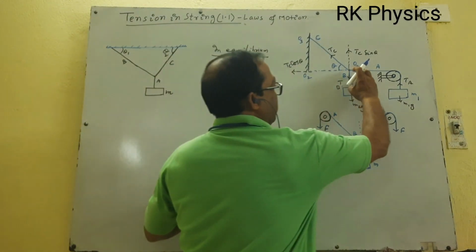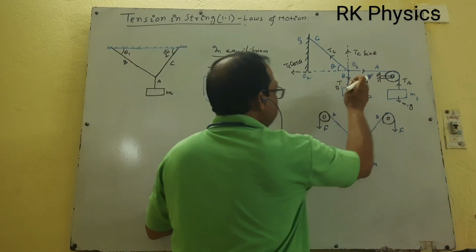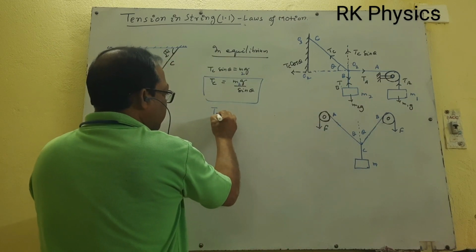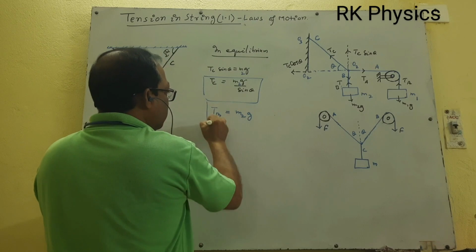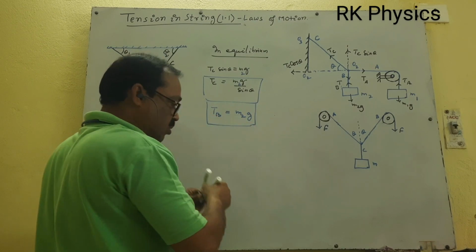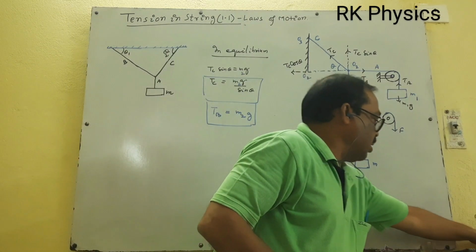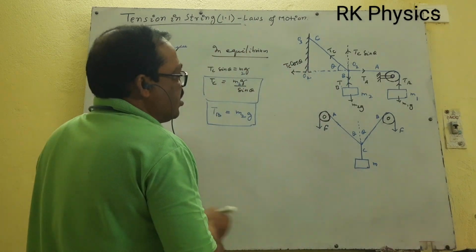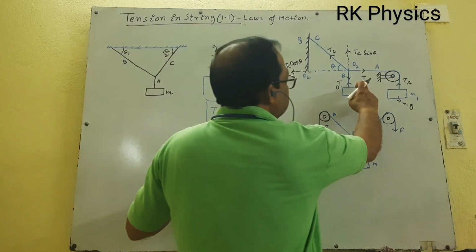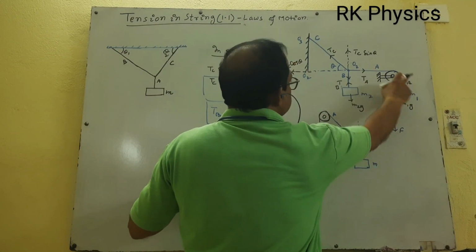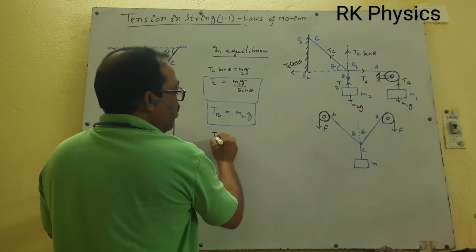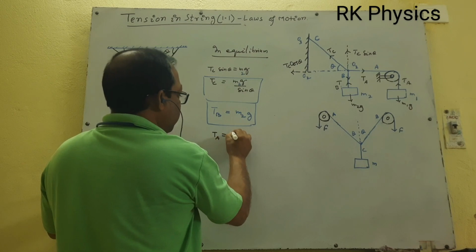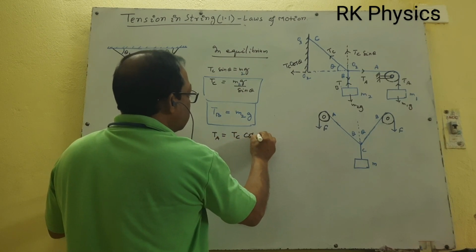Now TB is in between this point and this. That means directly you can write TB equal to m2g. Now this is another part. Let us consider TA. What is TA? Force is towards right, TC cos theta is towards left. So TA is TC cos theta.